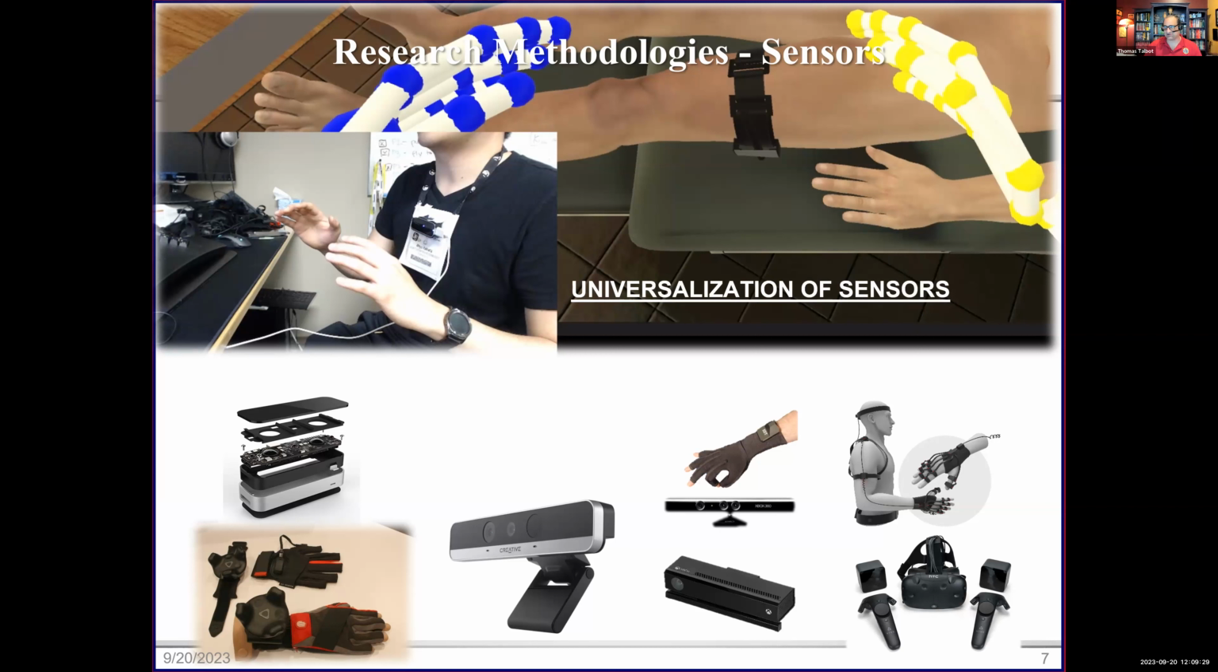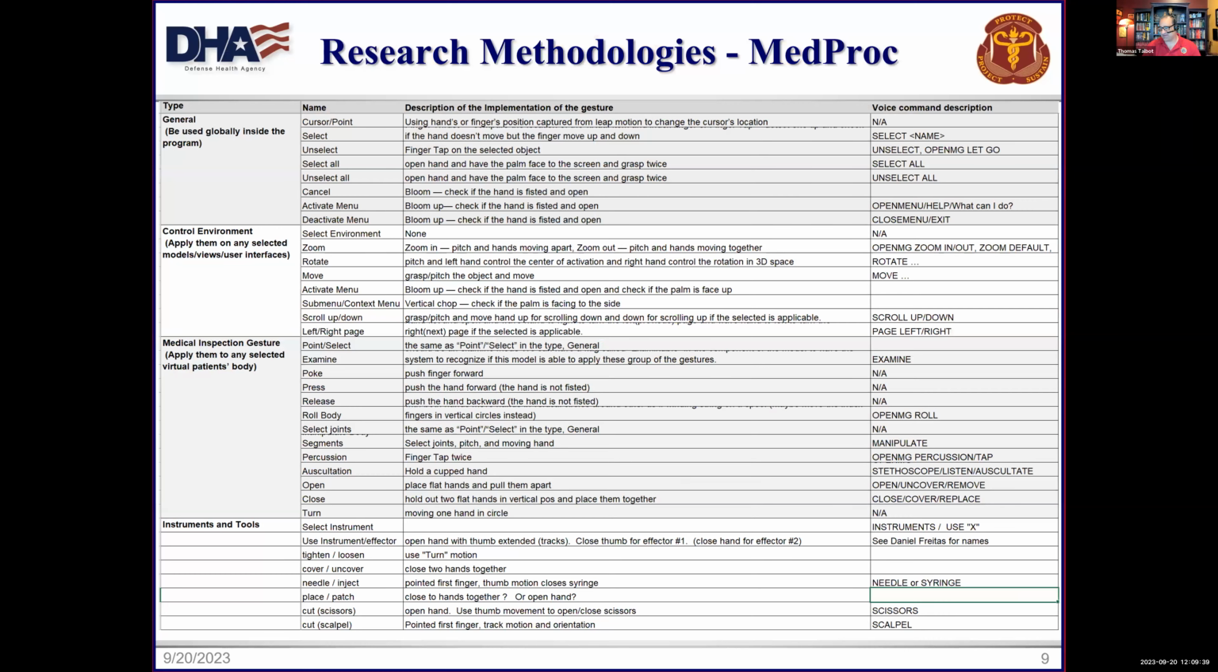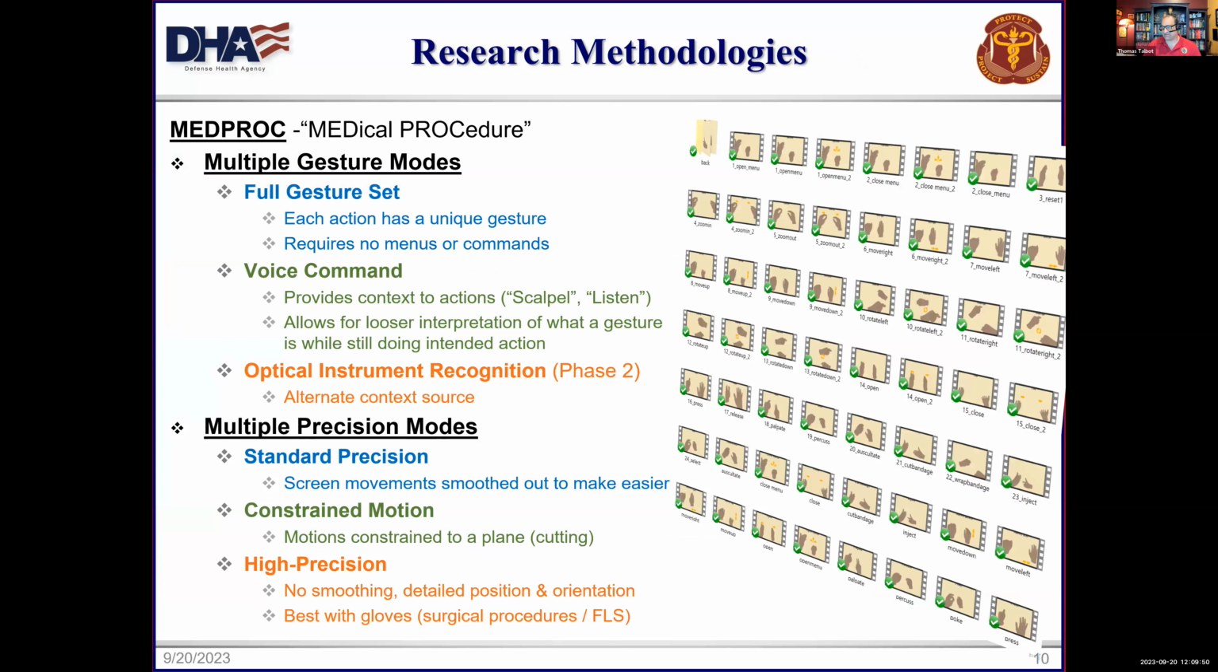But that never really materialized. Most of the gloves ended up being vaporware. But we built often and we tested often. We learned from our experiences. And we actually made a MedProc that could do a lot of things and make specific instruments and tools, and do a lot of ways that your hand could control things. The MedProc was intended to be specific ways to shape your hand to make specific instruments.